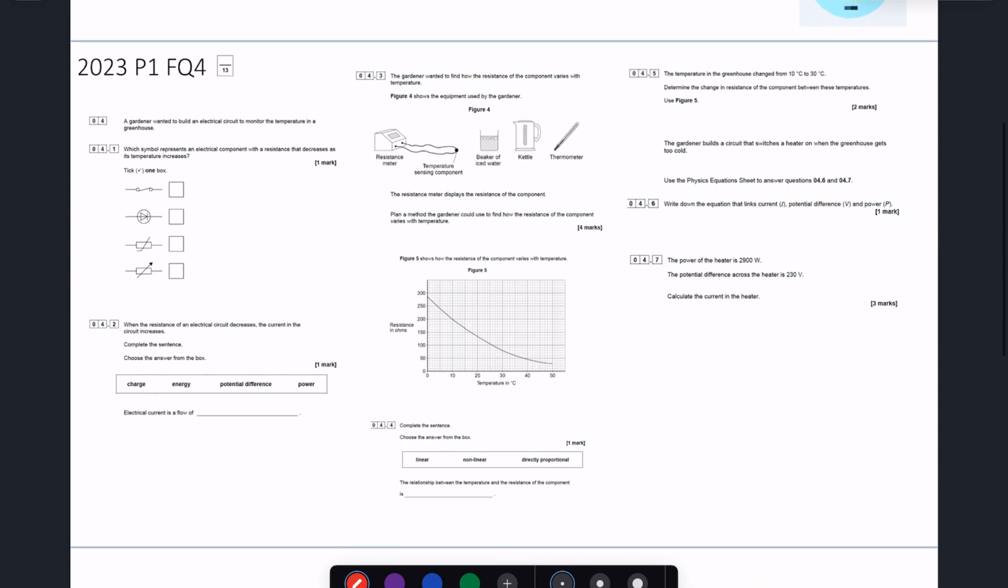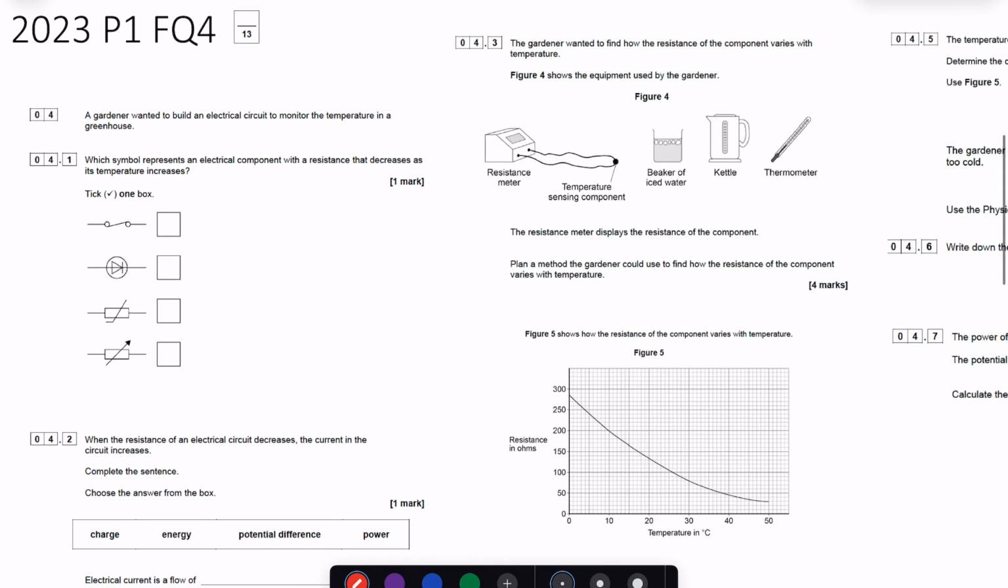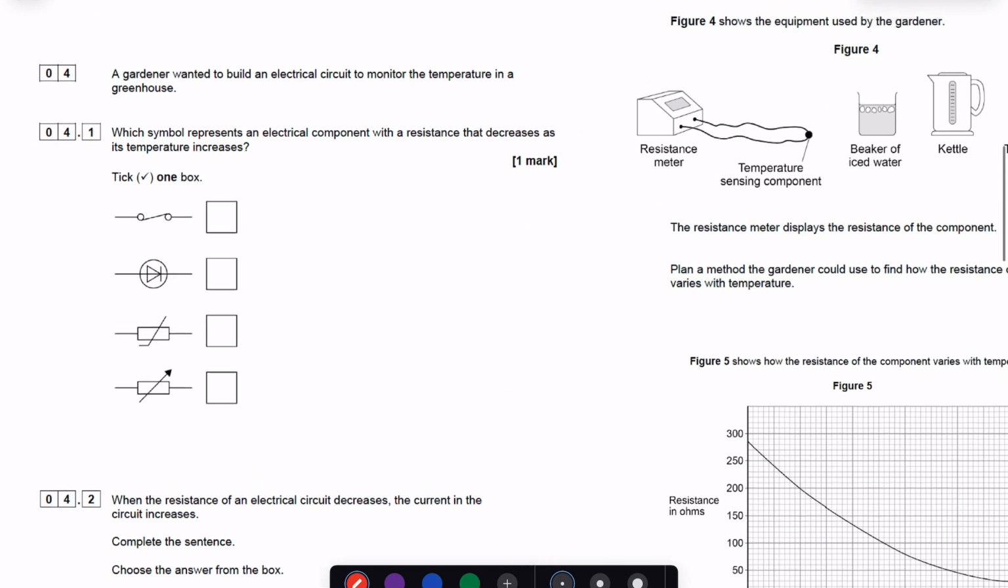So that's the whole question cut up for you. This is directly from the electricity unit. So we should be able to answer most of these things if we've done our home learning and our homework and our revision. So let's have a look.